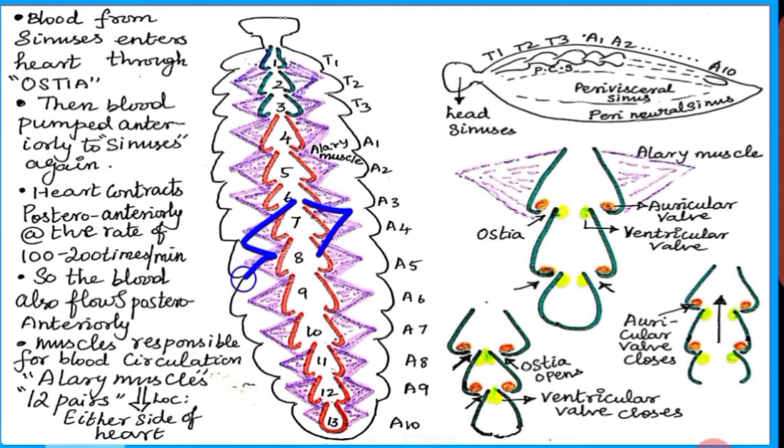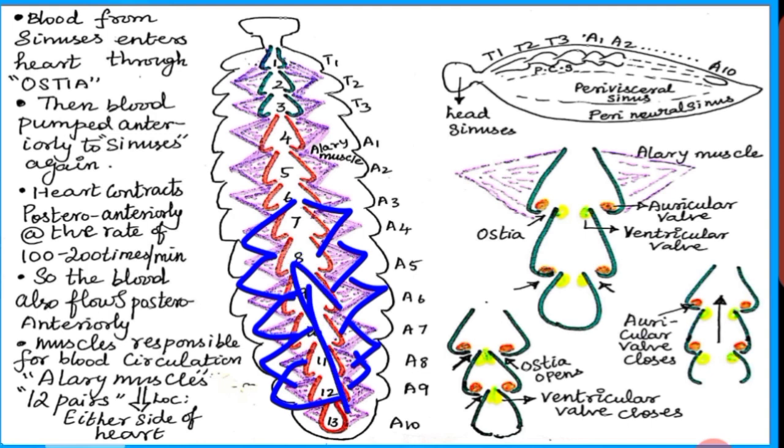Which muscle is responsible for the heart contraction? Alary muscles. These are the alary muscles. Totally 12 pairs of alary muscles are present on either side of the heart. When they contract, what will happen? The blood pumps in a posterior anterior manner. Got it?